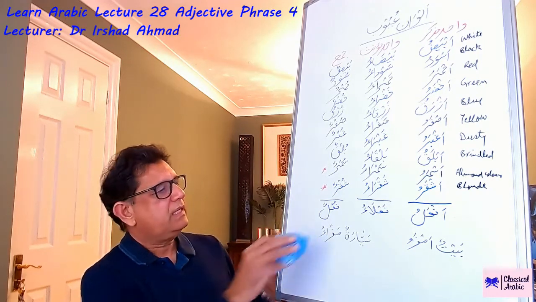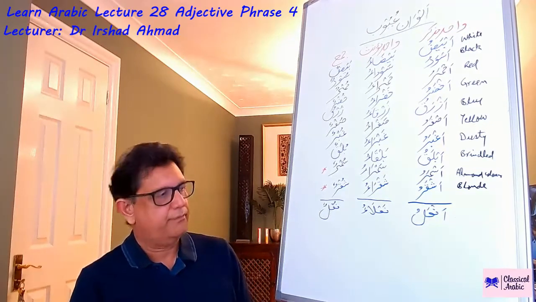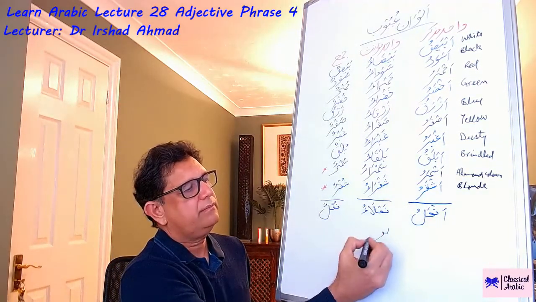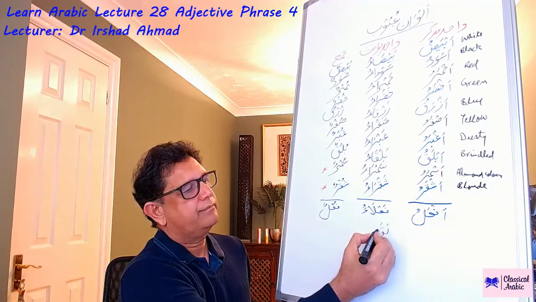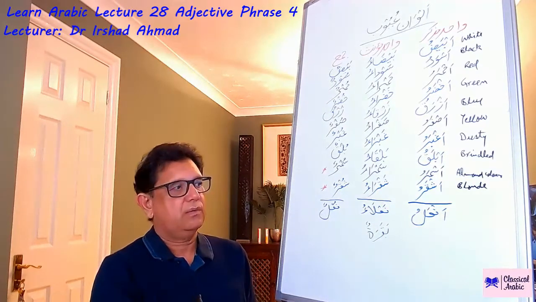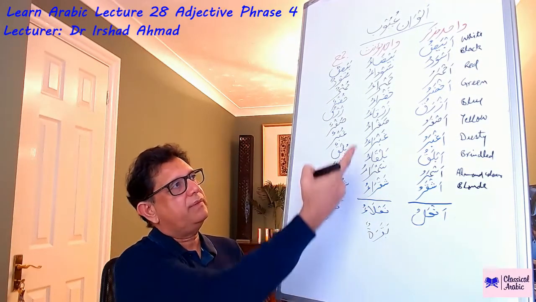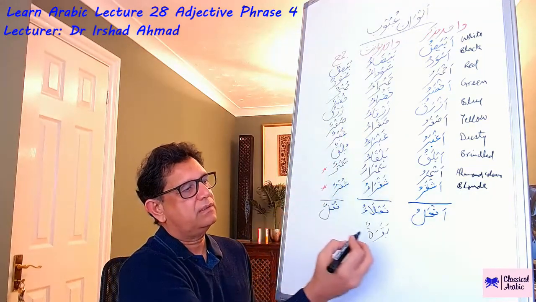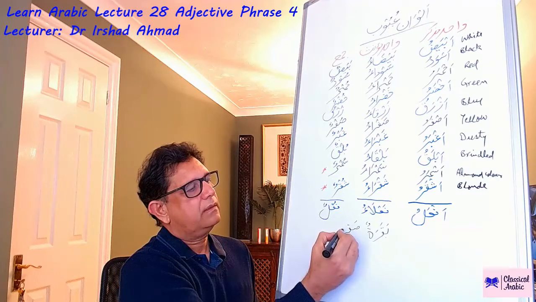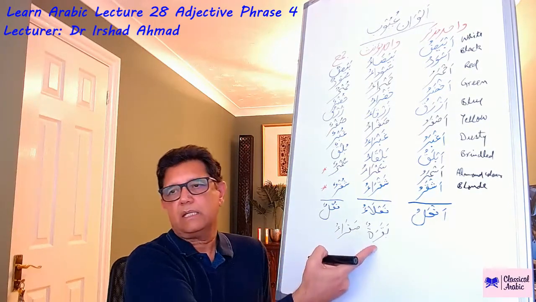What if we want to say a yellow cow? Cow is bakaratun, and because cow is feminine, we'll have to pick safra'u from here. So bakaratun safra'u, a yellow cow.